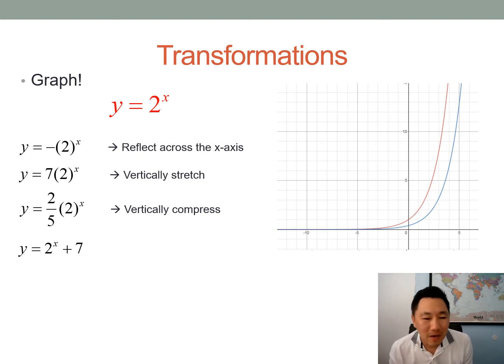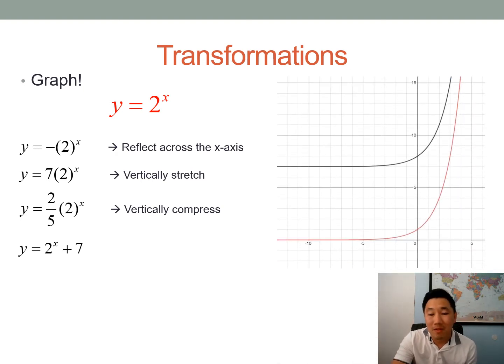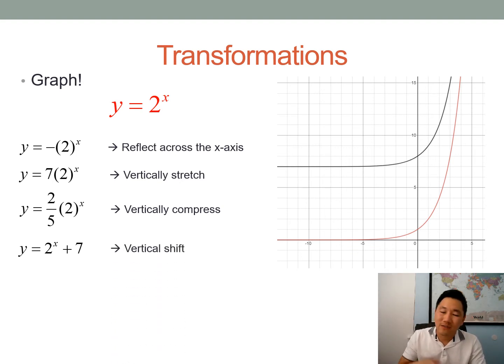What happens if I take the parent graph and then I add a 7 at the very end? What do you think? A plus 7 at the end. It could be actually a plus 7 in the front too. It doesn't matter where you put the plus. It's a black line now. What happens? It actually is shifted up 7 units. So that is a vertical shift. If you were to subtract 7, it actually would shift it down 7 units. So that's a vertical shift up and down.